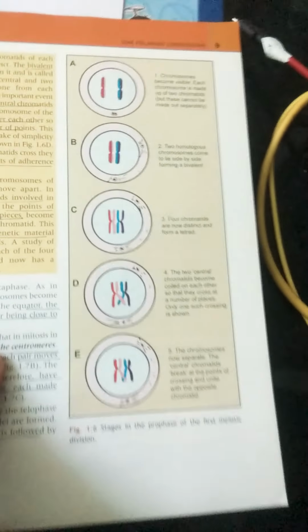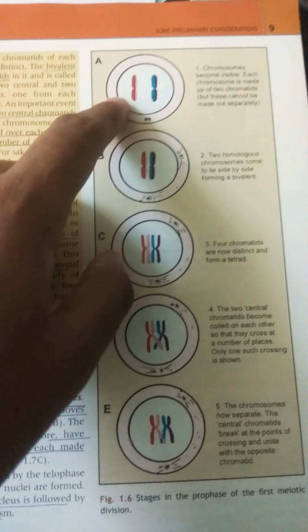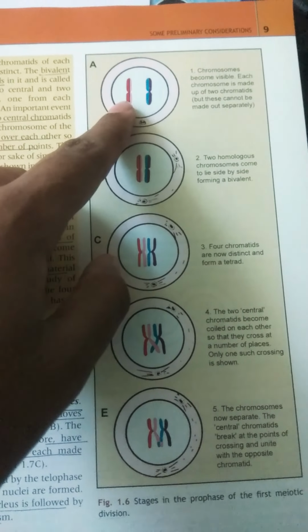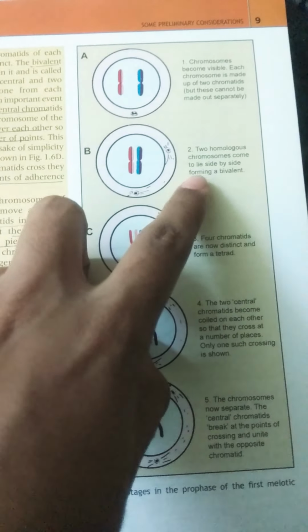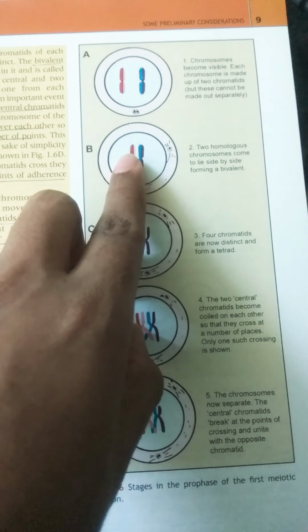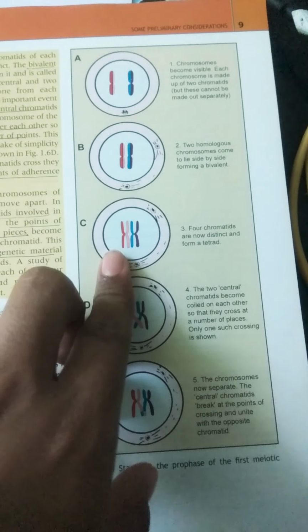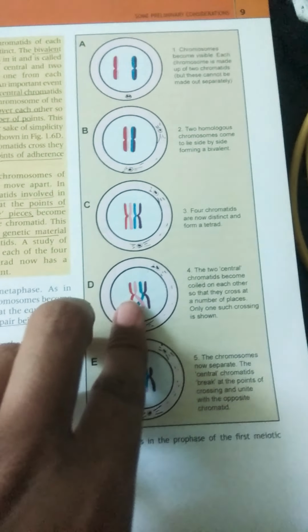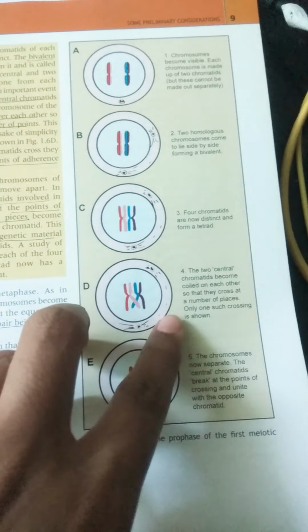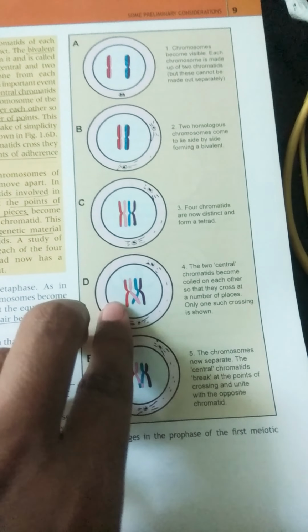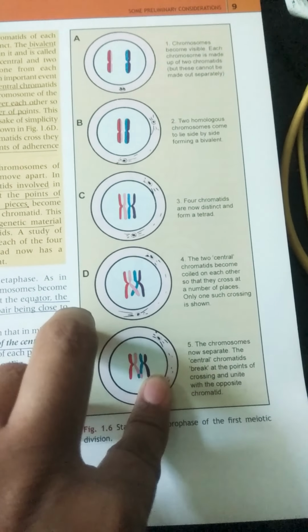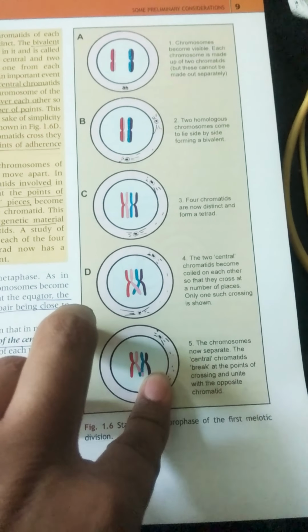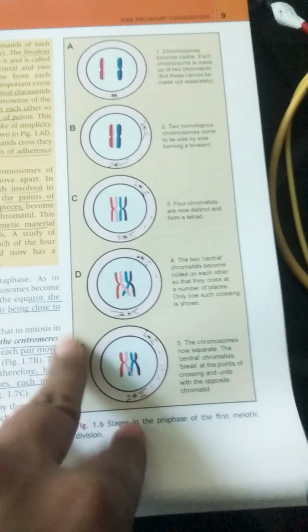So these are the stages in the prophase of the first meiotic division. This is meiosis 1. The chromosomes become visible. Each chromosome is made up of two chromatids, but these cannot be made out separately. Two homologous chromosomes come to lie side by side, forming a bivalent. Four chromatids become distinct and form a tetrad. Two central chromatids become coiled on each other so that they cross at a number of places. Only one such crossing is shown, and the chromosomes now separate. The central chromatids break at the points of crossing and unite with the opposite chromatid.